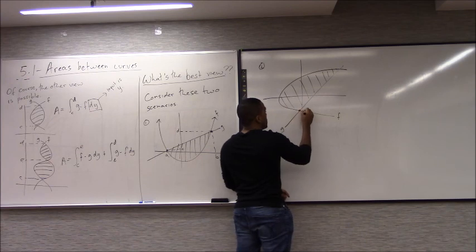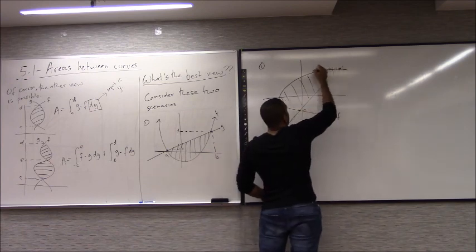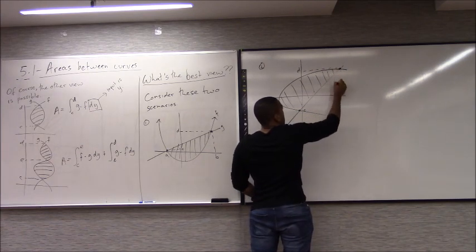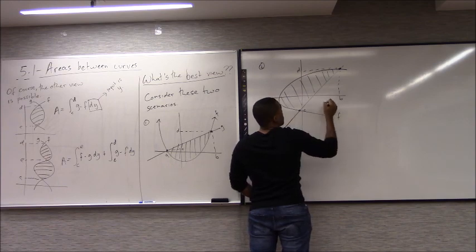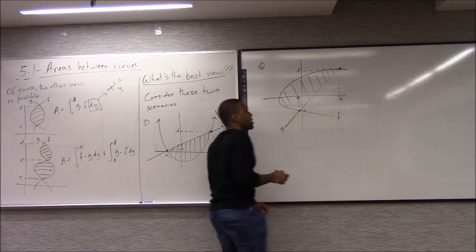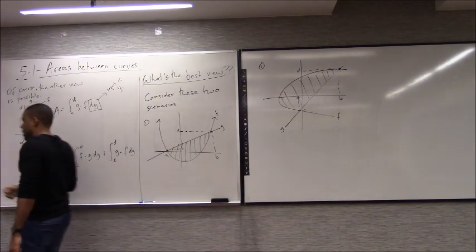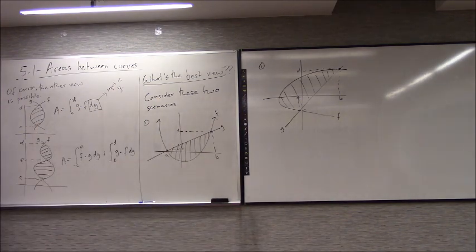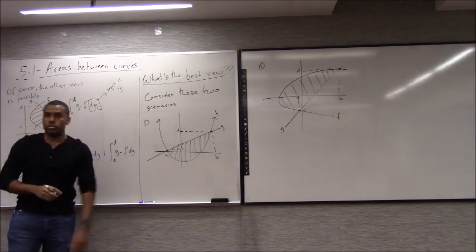This is going to be C, D, B, sorry, A. Okay, so now the question is, how would you set up each of these scenarios? Find the area between the curves. What would you do here?